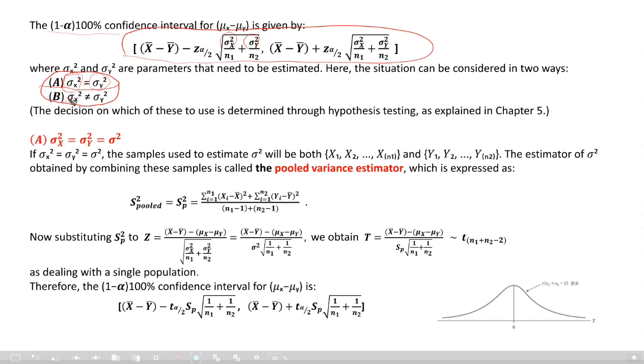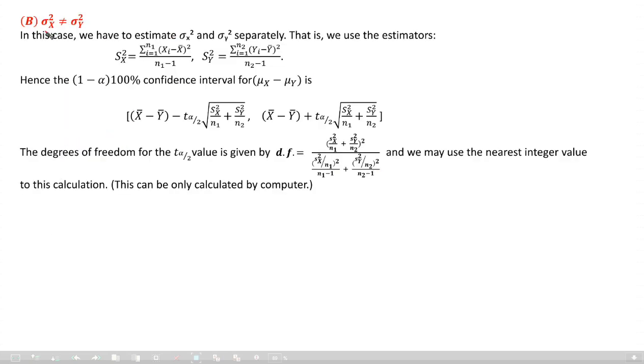Then what is the case in my problem? The decision on which of these two is right, which one to use, is determined through hypothesis testing, in the next chapter, chapter 5. We will explain which case is better, which case is correct. So in the case where the two variances are equal and the case where the two variances are not equal, the result will be different.